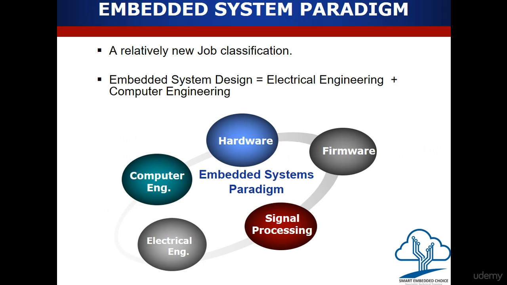These include: 1. Computer engineering, 2. Electrical engineering, 3. Signal processing, 4. Hardware and firmware development. Let's elaborate on that point with a few examples. Traditionally, a computer programmer would have little expertise with analog and digital filter design. On the other hand, an embedded systems programmer is expected to have good understanding and expertise in both areas.